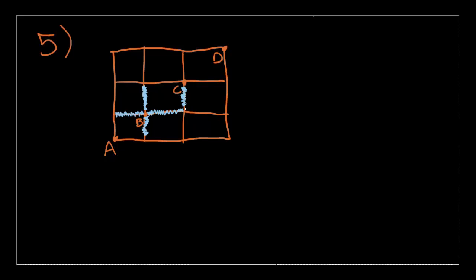Because when you finish the path, since you can only move right or upwards, these are the paths you can't go through, because if you go through them, they will include the point C. So, number 5, we need to find paths that don't include B or C in any possible way.